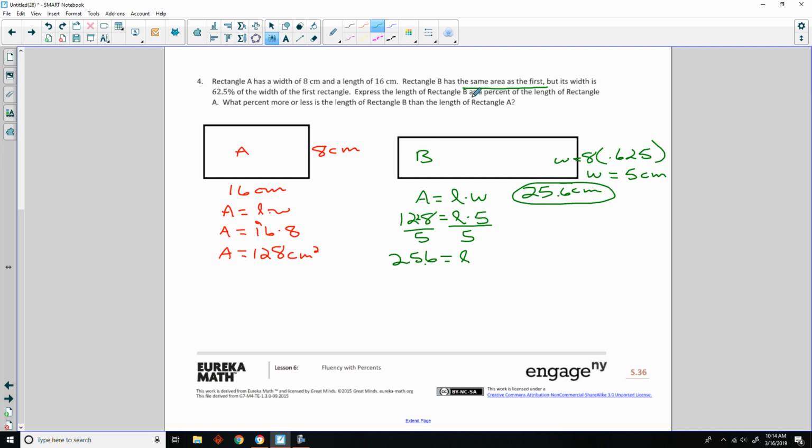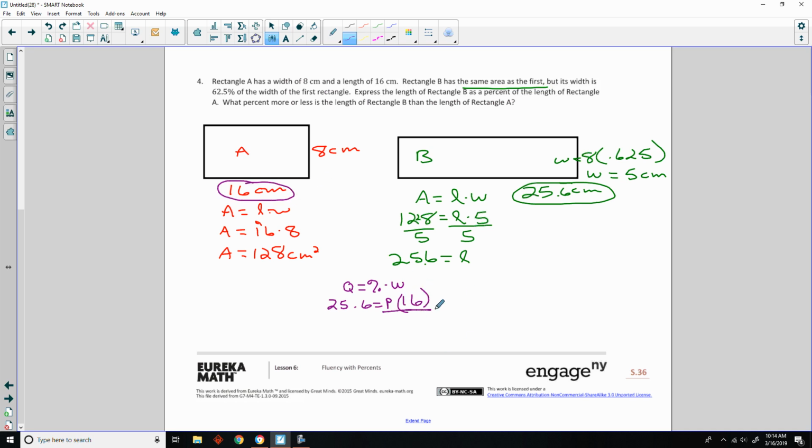Okay, I haven't answered the question yet though. It says to express the length of B as a percent of the length of rectangle A. So now we're going to do the quantity equals percent times the whole. So the quantity we know is 25.6 equals some percent times the whole length, which would be the length of A, 16.